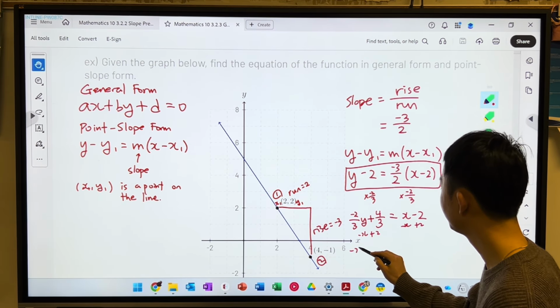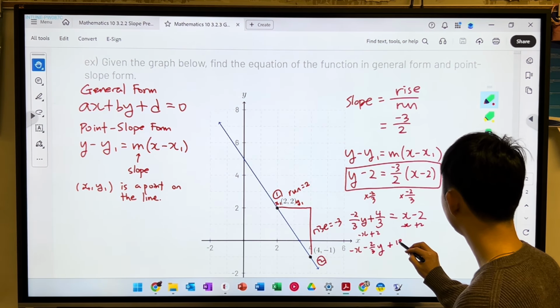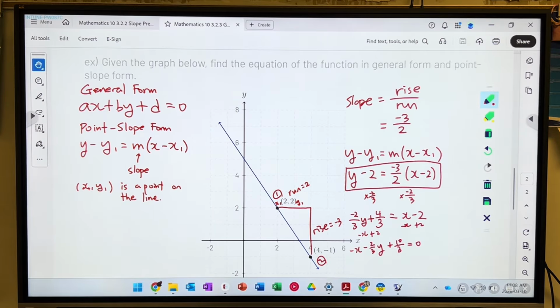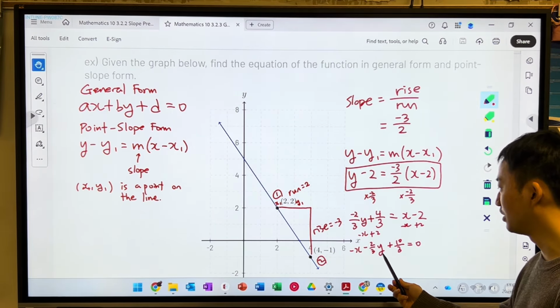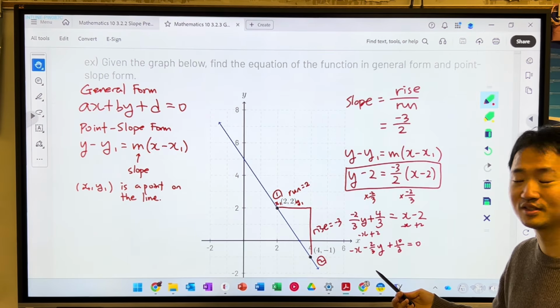So that's -x minus 2/3y. 4/3 plus 2 is 4/3 plus 6/3. That's 10/3. Well, -x minus 2/3y plus 10/3 equals 0. Well, it is equal to 0, so that's a general form, right?